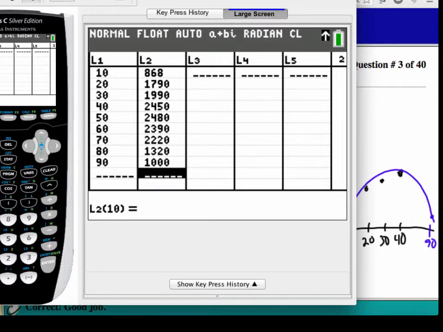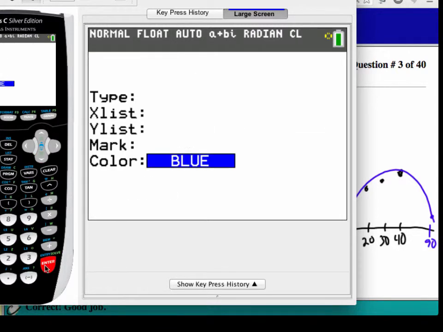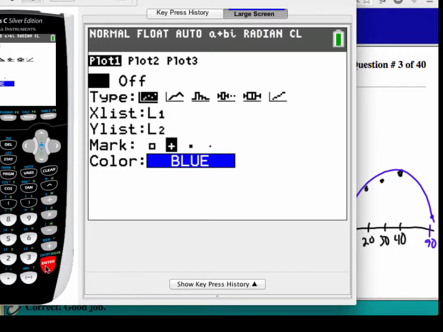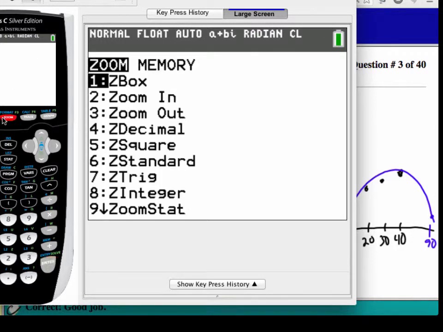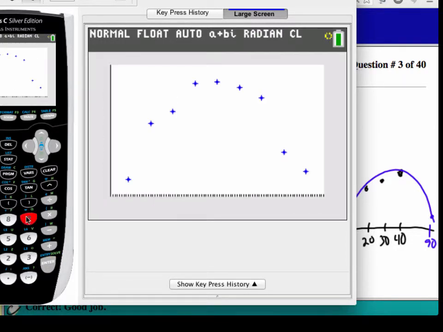So now when I go to graph this, I've got to go to second, y equals, and turn on the stats. I don't have those on, so I'm going to turn on the first one. L1 is your x list, L2 by default is your y list. And then for my zoom, I'm going to do zoom stat, which is 9. And that's what it looks like.